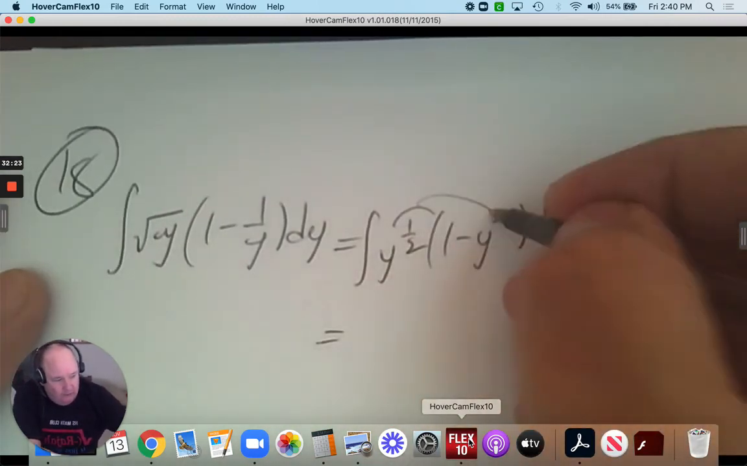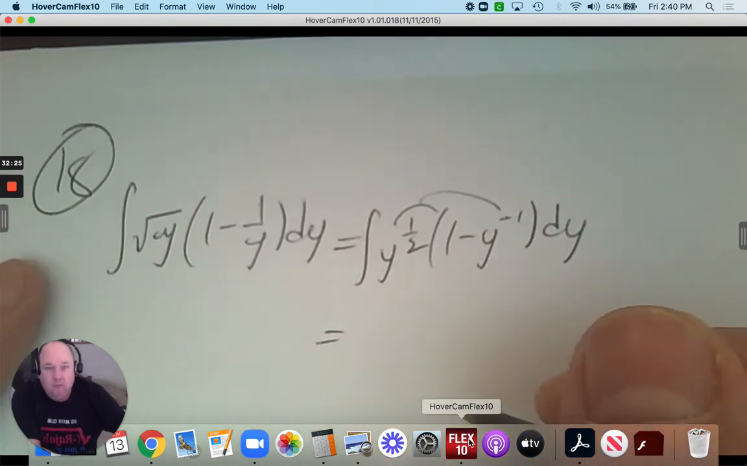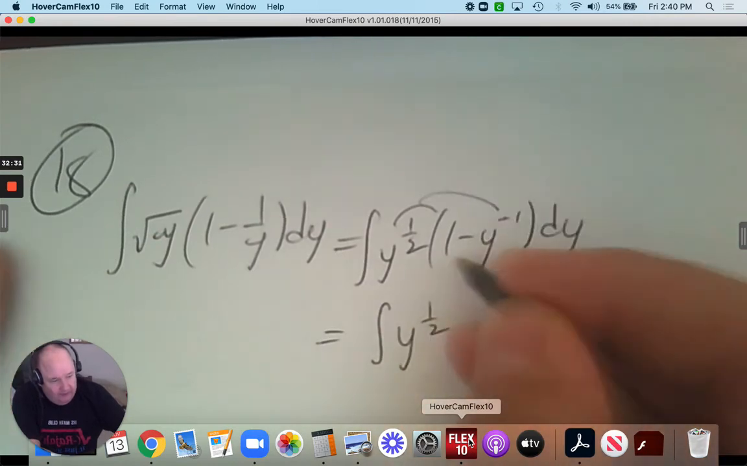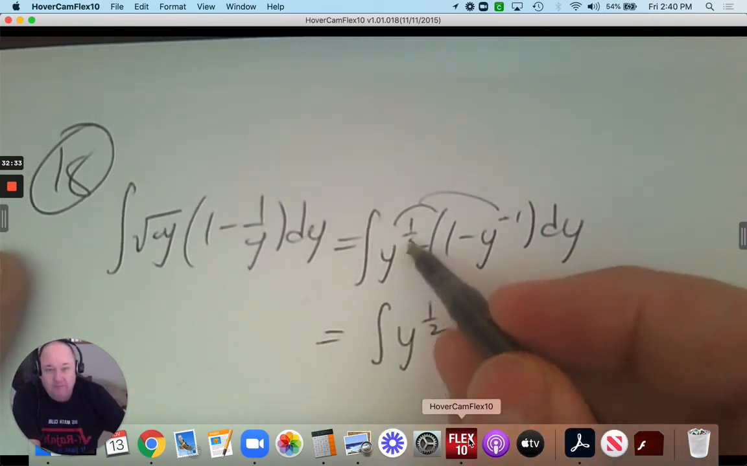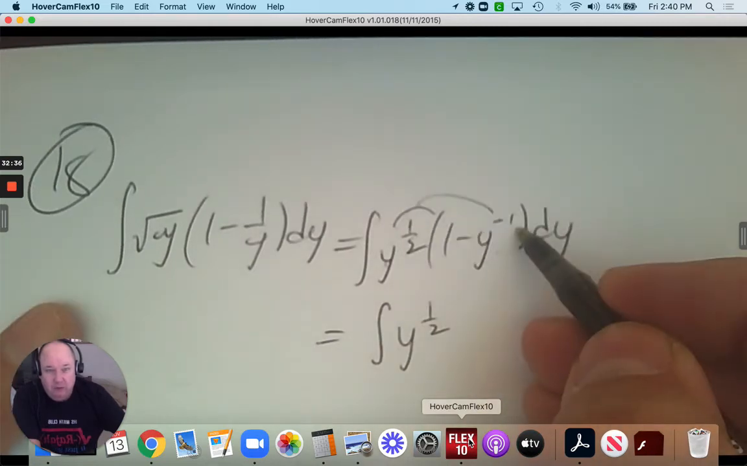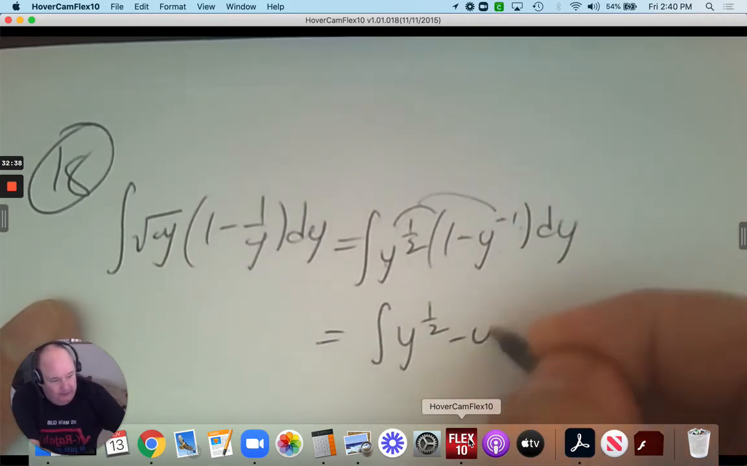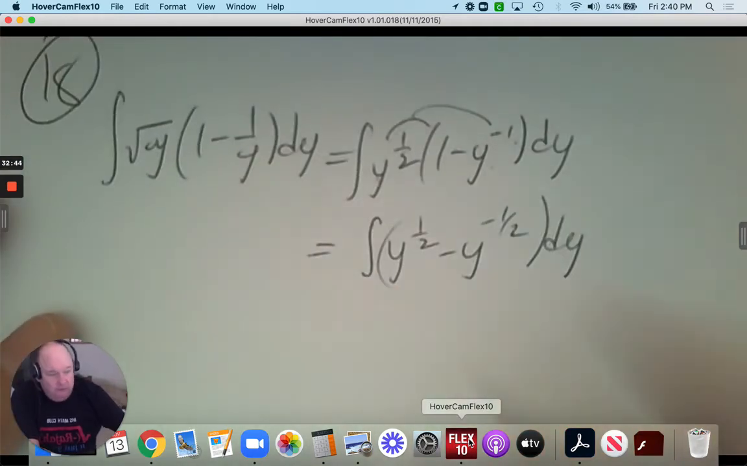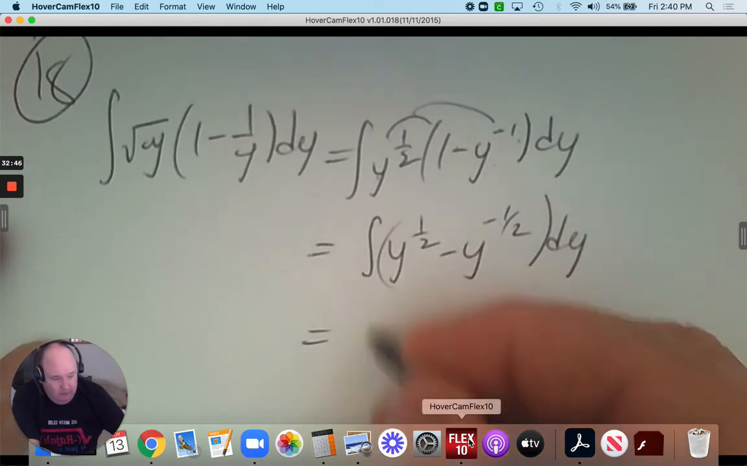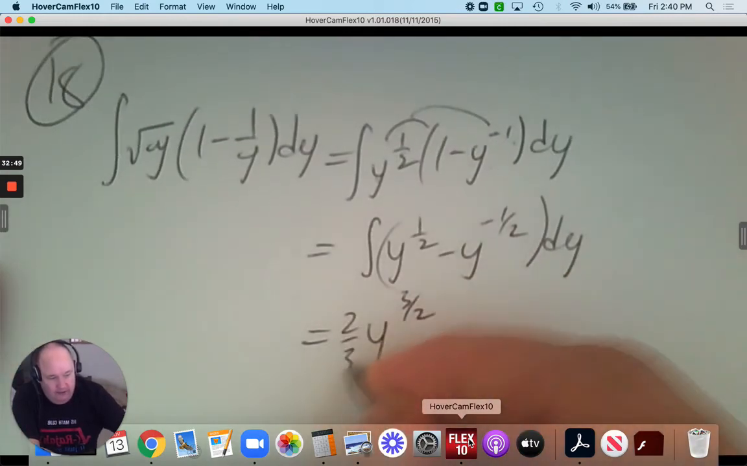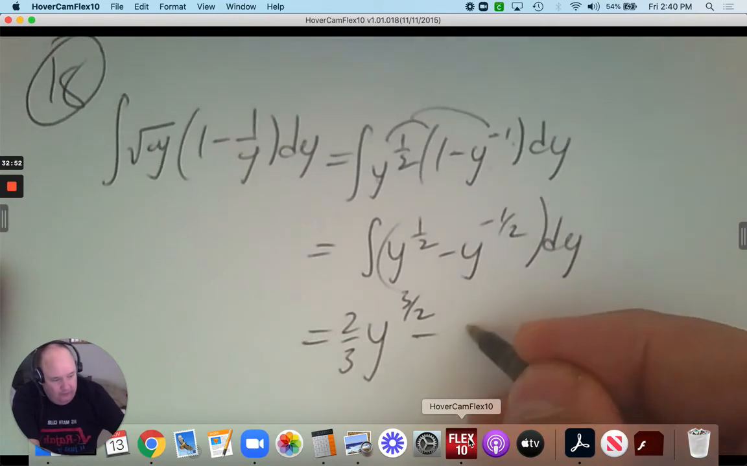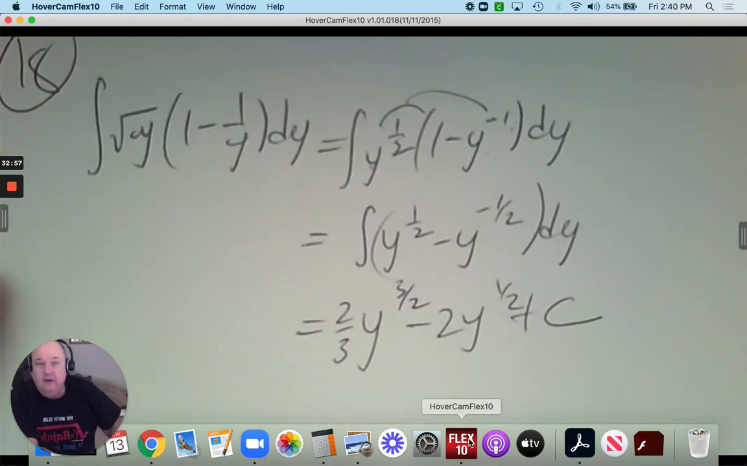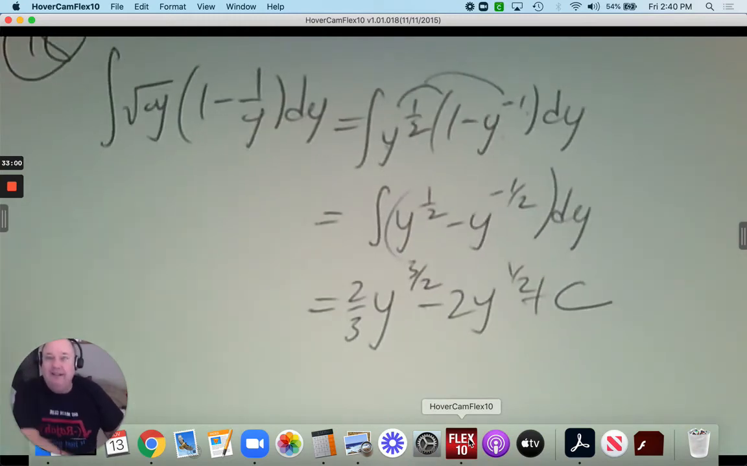And then I'm going to distribute. So y to the 1/2 times 1 is y to the 1/2. And then when I distribute here, you add the exponents, and it becomes y to the negative 1/2. Now, you could just integrate by adding 1, and then dividing or times the reciprocal. Same thing here. Add 1, divide or times the reciprocal, and then don't forget the constant. Number 19.